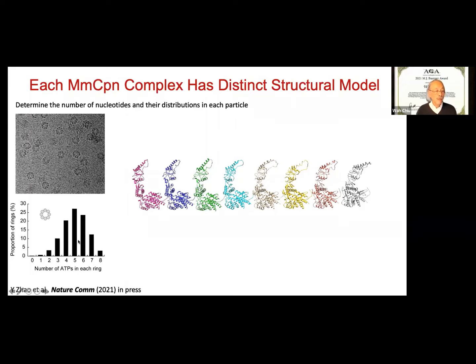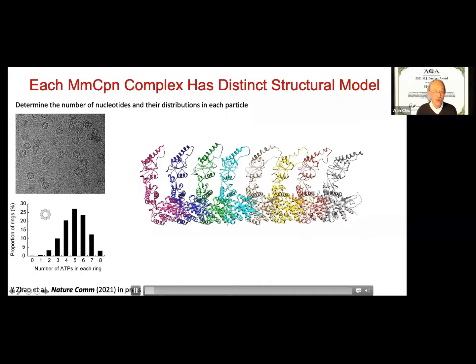That means some rings have only 1 ATP, some have 2, some 3, some 4, and up to 8. The majority of them, more than 60%, are in the range of 4 to 6 ATP in each ring. So these are the 8 class conformations we have. Because of that, we can now begin to map out which subunit in this particle has which one of these 8 conformations. This movie shows how this is done.